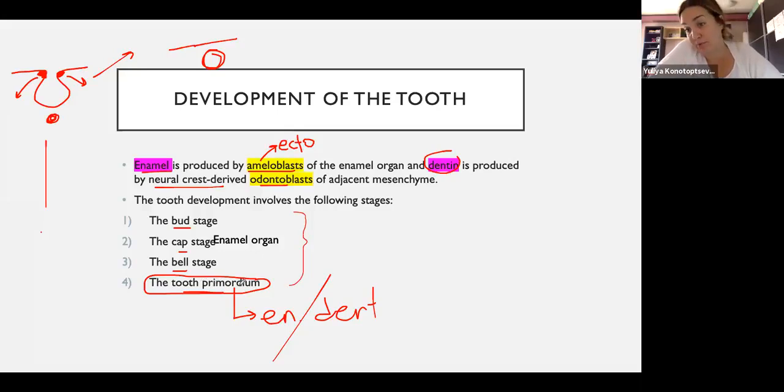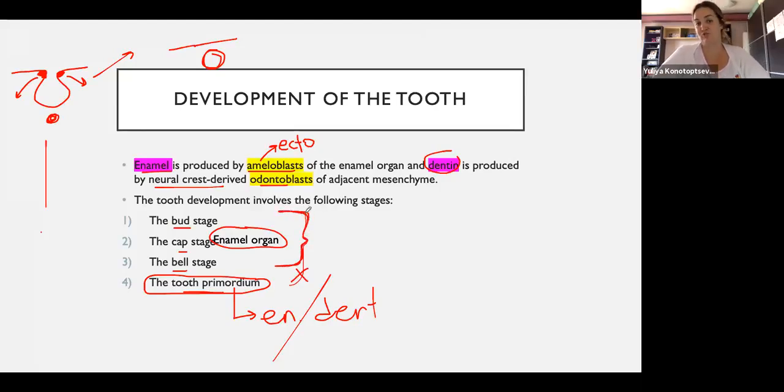Primordium means before birth. So in a way, this tooth is a ready tooth before you're born. But in the bud, cup, and bell stage, there is a very important organ present, which isn't present in the tooth primordium. This organ is called enamel organ. So do you see it shifted? This thing is including tooth primordium. That is not true. Enamel organ is only present in the first 3 stages of the tooth development.